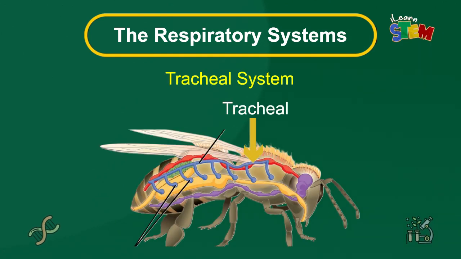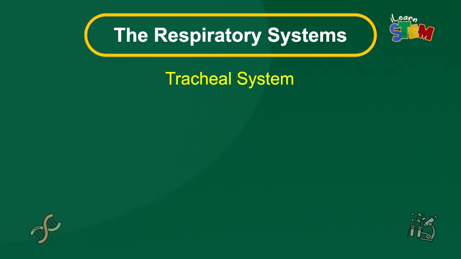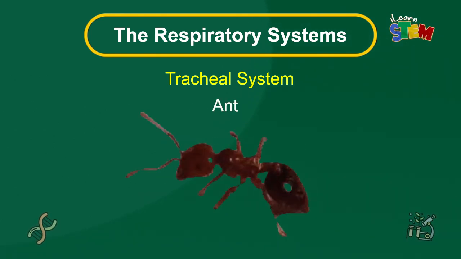Let's look at the tracheal system. It is a system of air-filled tubes that directly transport oxygen to cells and tissues without the need for blood to carry gases. Air enters through small openings called spiracles on the body surface. This is found in insects like grasshoppers, bees, and ants.